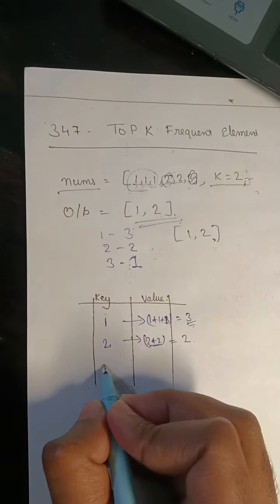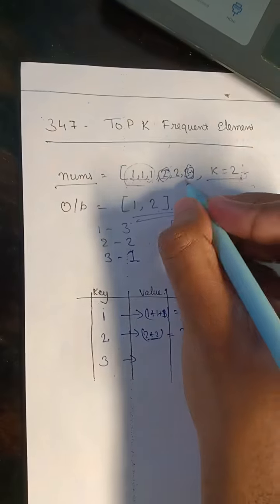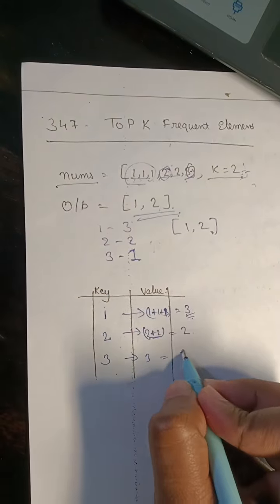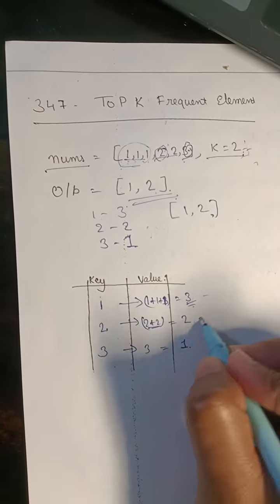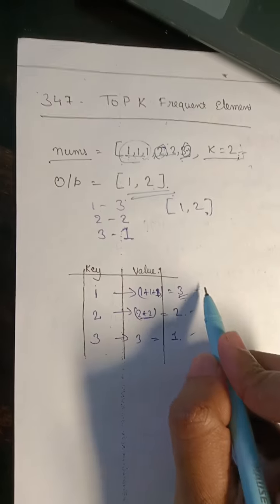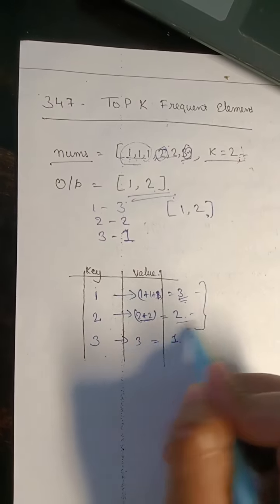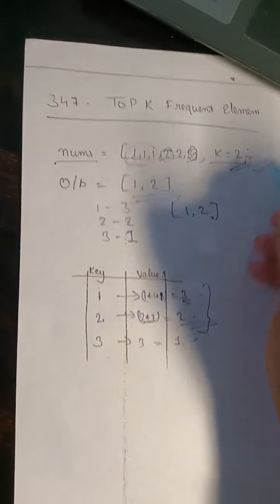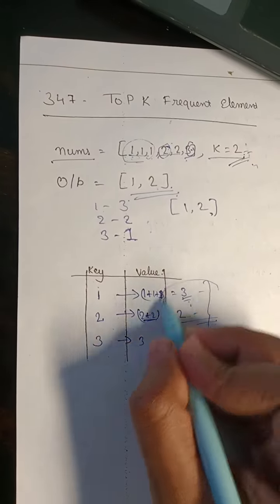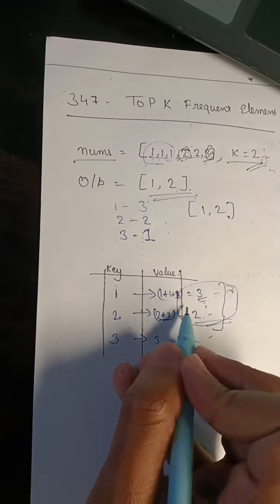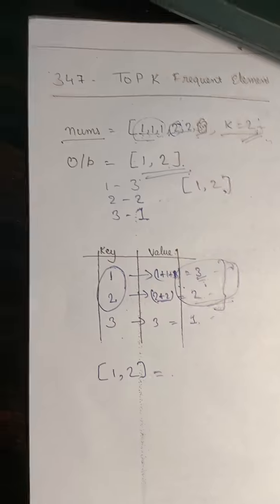Again 3 will come. We'll assign the key as 3. We'll check how many 3s there are: 1. So here the value will be 1. Now we got all the values 3, 2, 1. Now we are going to return the topmost 2 values because our k is 2. So we have to return the topmost 2 values, 3 and 2. So we are going to return their keys, which are 1 and 2.